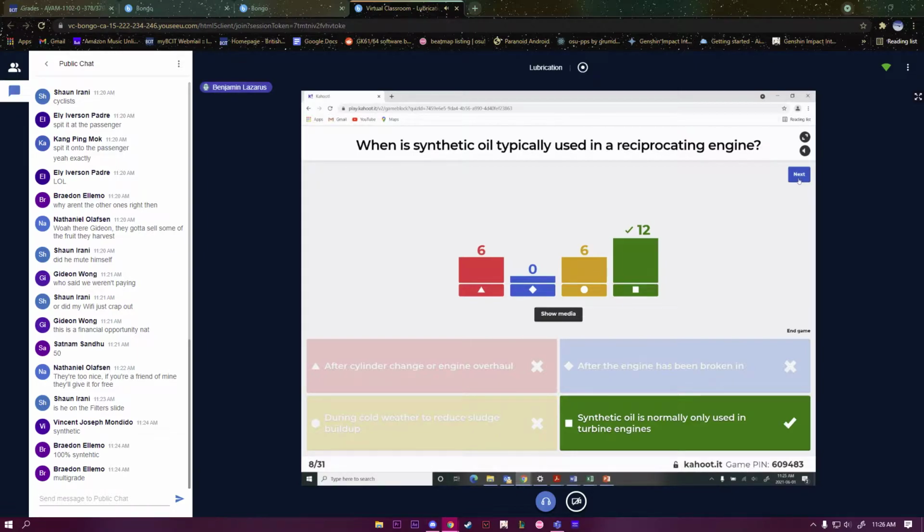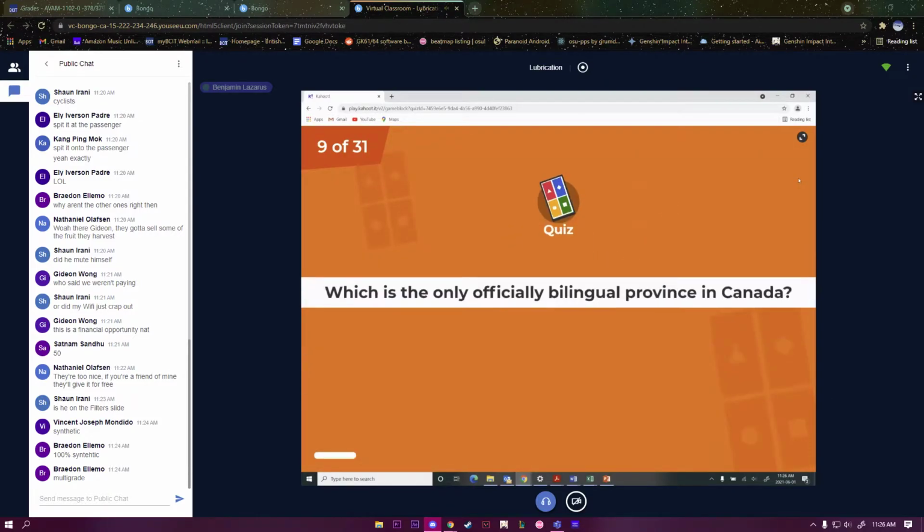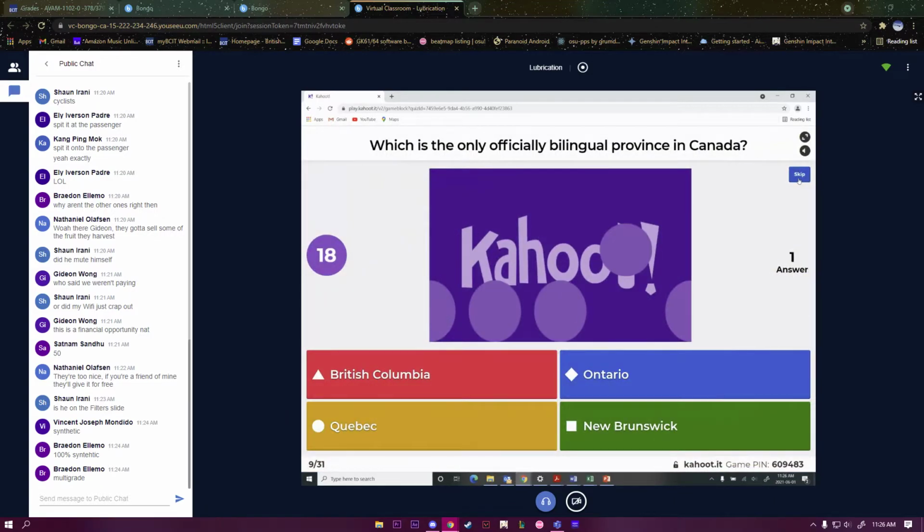Right. Gas turbine engines use synthetic oil. Piston engines rarely do. And after cylinder change or engine overhaul would be the worst time to use a synthetic oil. If you were going to use a synthetic oil, that's when you would not use it. Don't need to know this for Thursday, but, you know, for life.